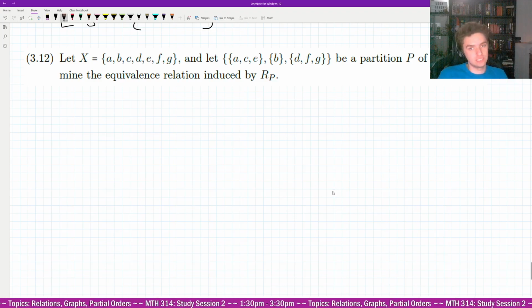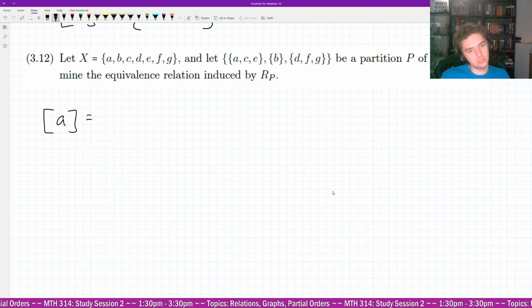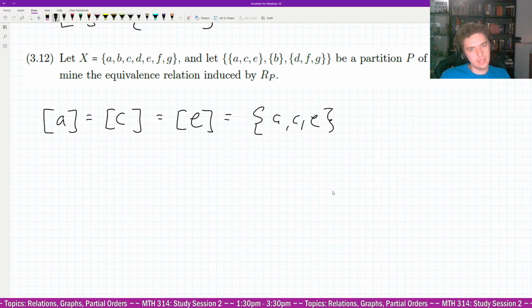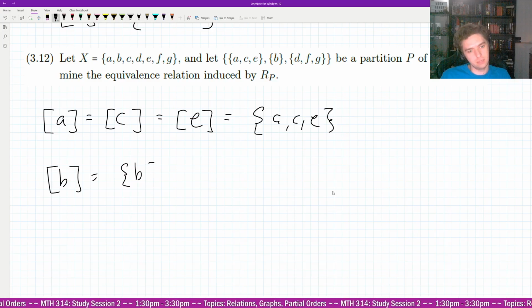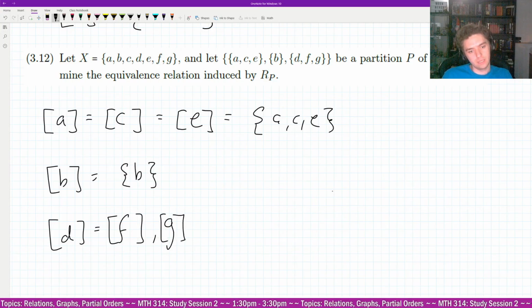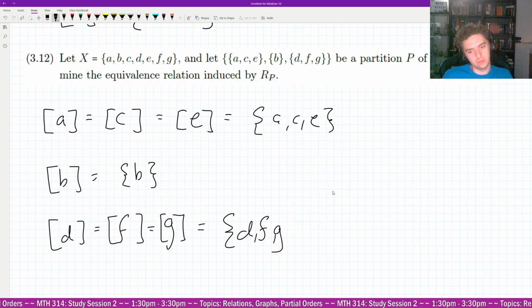Which causes the equivalence classes here, right? So first of all, the equivalence class of A, which is equal to the equivalence class of C, which is equal to the equivalence class of E, is equal to the set {A, C, E}. And then the equivalence class of B is just equal to the set {B}. And then the equivalence class of D, which is the equivalence class of F, which is the equivalence class of G, is equal to {D, F, G}, like that.